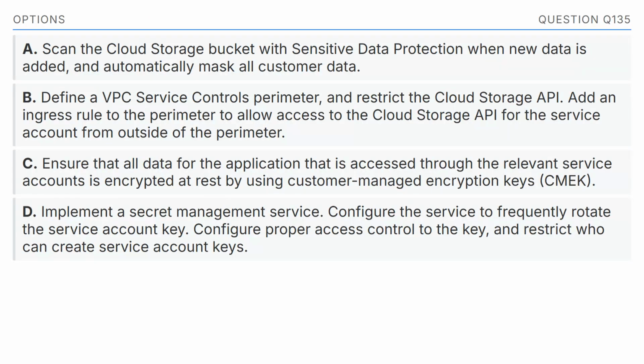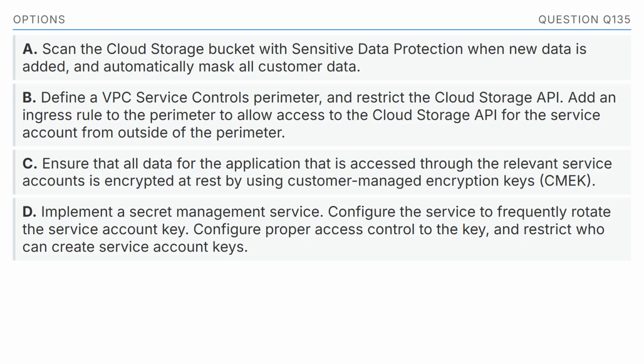The options are: Option A, scan the Cloud Storage bucket with Sensitive Data Protection when new data is added, and automatically mask all customer data. Option B, define a VPC Service Controls perimeter and restrict the Cloud Storage API. Add an ingress rule to the perimeter to allow access to the Cloud Storage API for the service account from outside of the perimeter.